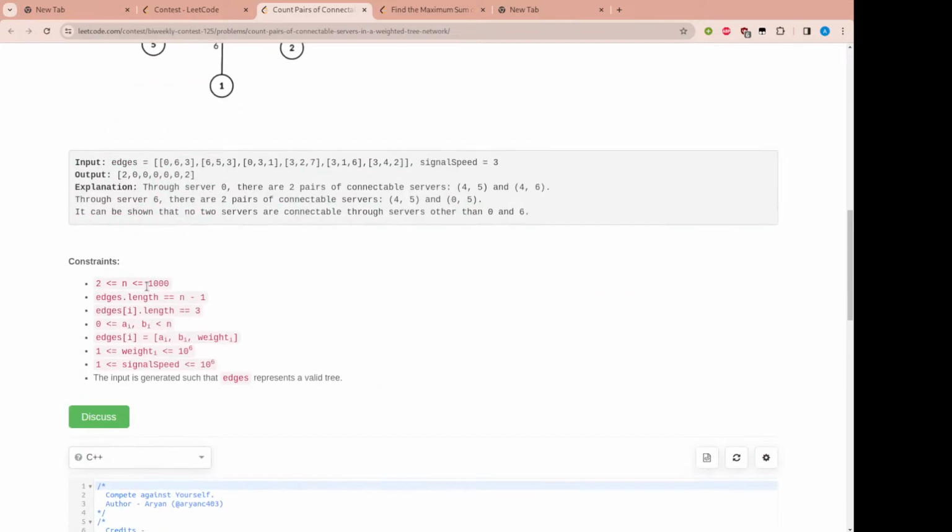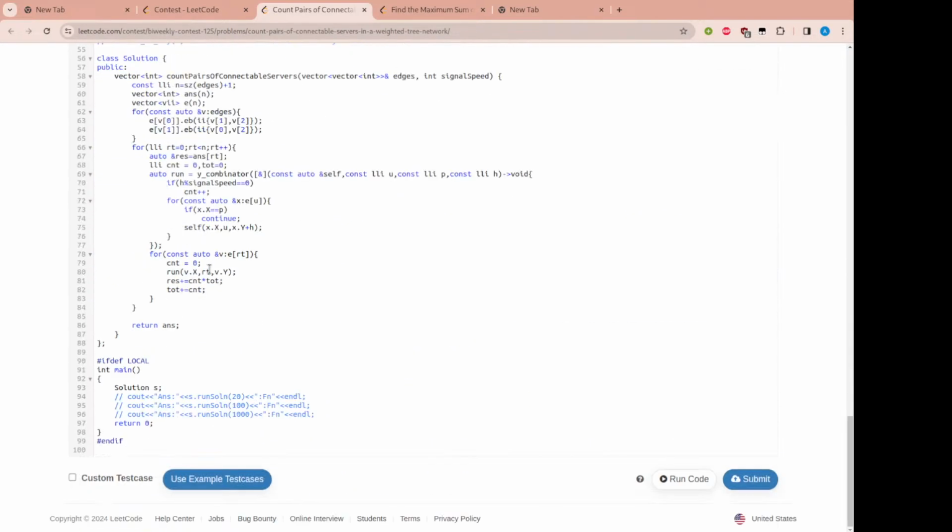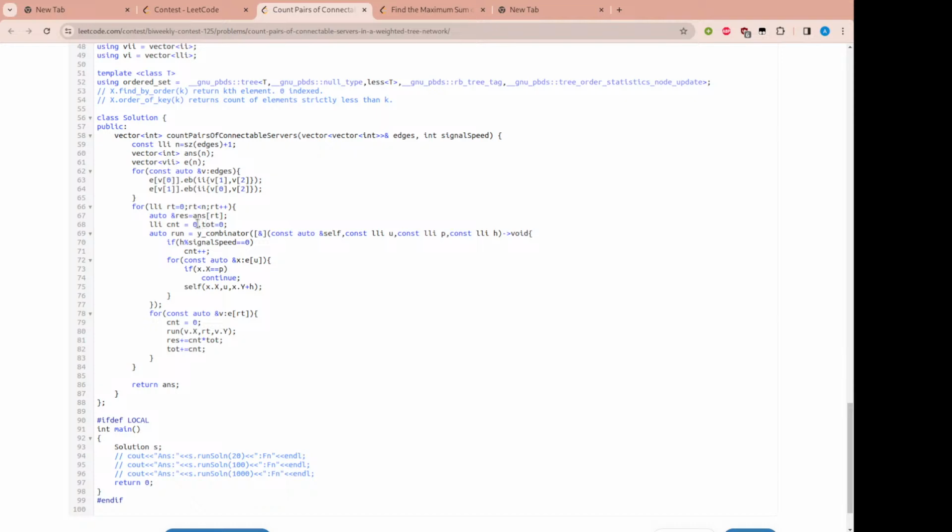Notice this n square approach works because n is 1000 over here. What I am doing is rooting the tree at all the nodes. First I have created an adjacency list with weights. Then I'm running a DFS. I have written a DFS function, and I can separate it out to make it easy. Then I run the DFS from each child of the root, with the initial height as that edge's weight. I have a count variable which denotes how many nodes have a height divisible by the signal speed.